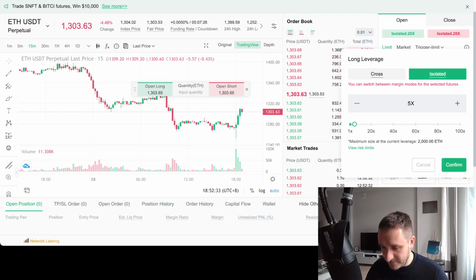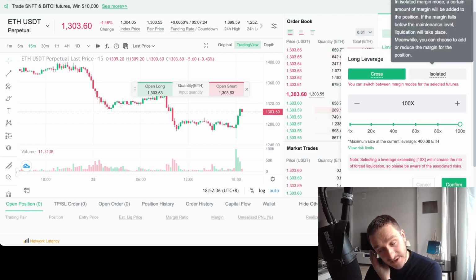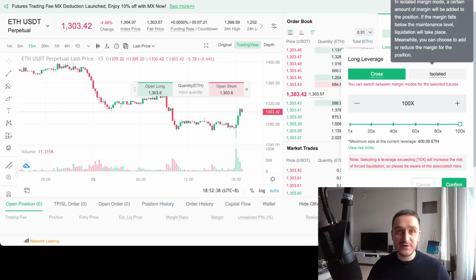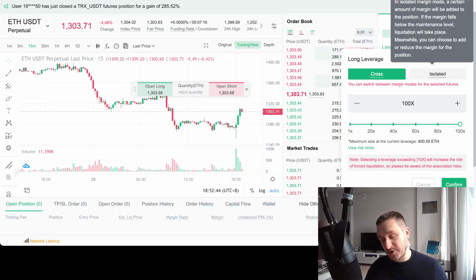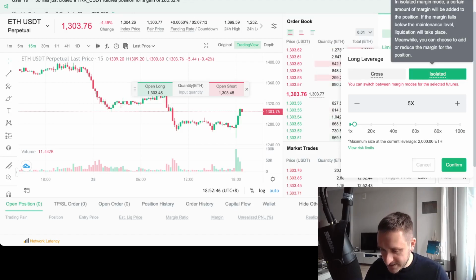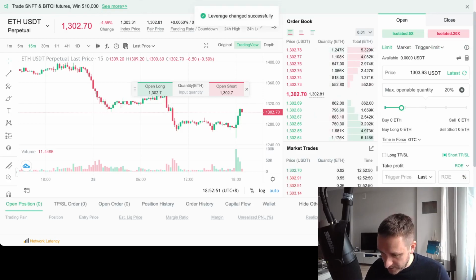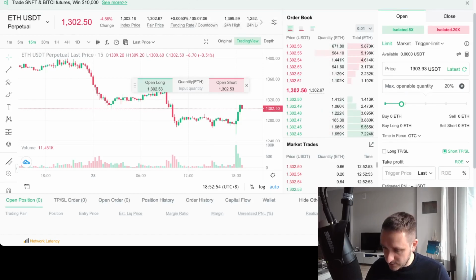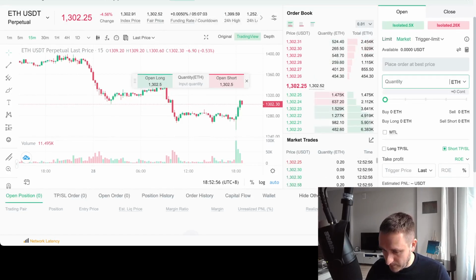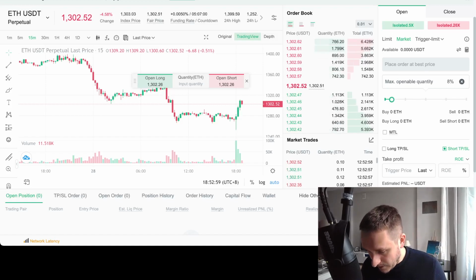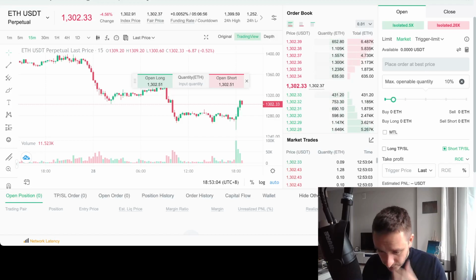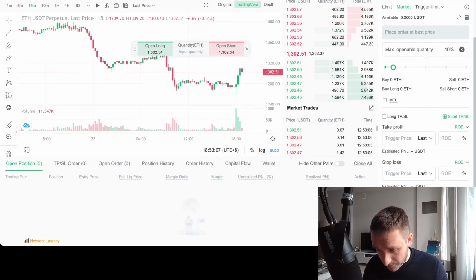I have an option for cross or isolated trades, meaning that the collateral needed for a particular trade will be shared with other trades I do or not. I do the isolated, but it doesn't matter. Confirm. And I should be able to do a trade. So let me put the market order here for say 10%, and I'm going to bet that the price will go up. So I'm going to open long.